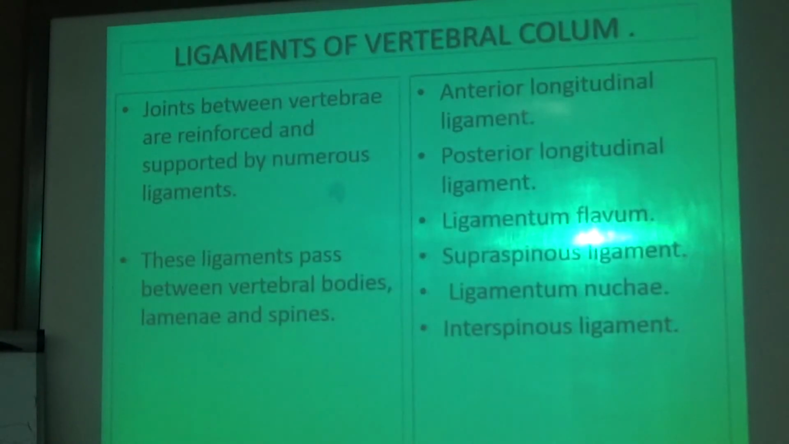Here we have done the ligaments. How many ligaments are there? Anterior longitudinal, very simple. Leave that. These are the difficulties. Ligamentum flavum, you know it? You know the supraspinous ligament? Ligamentum nuchae? It is the same one, supraspinous, but in the neck area. What is this? Interspinous, between spines.